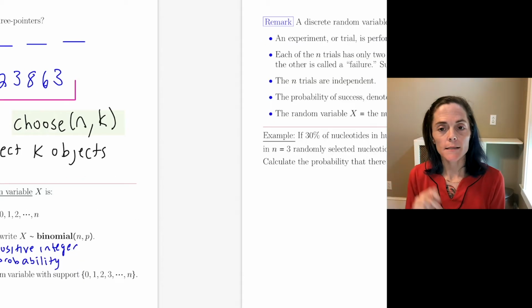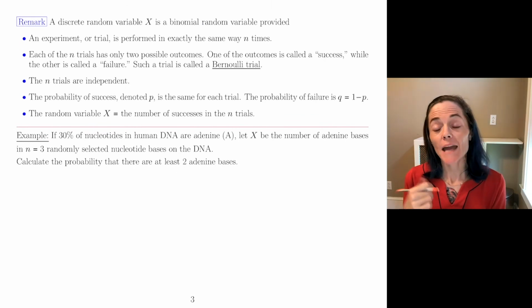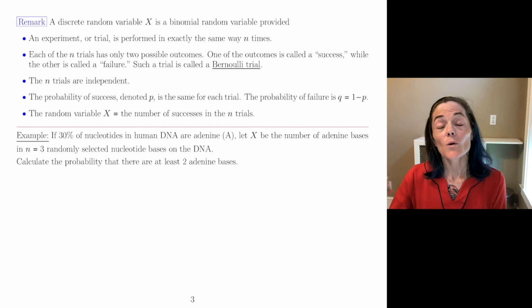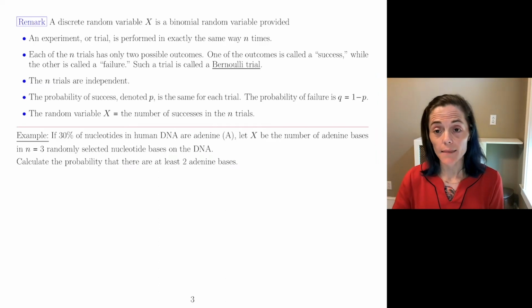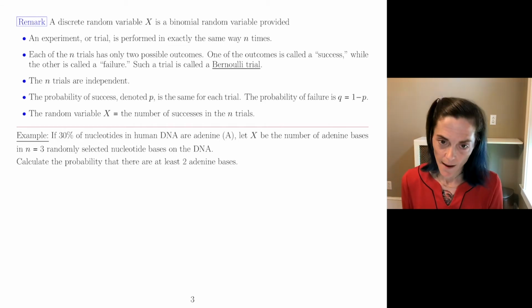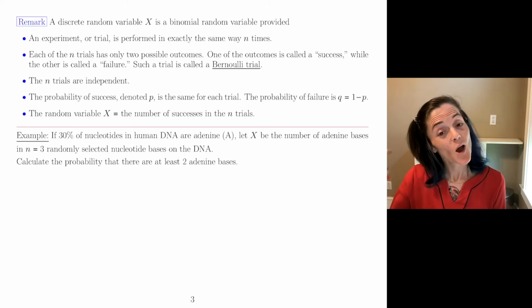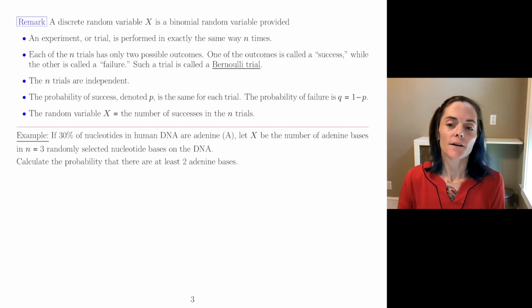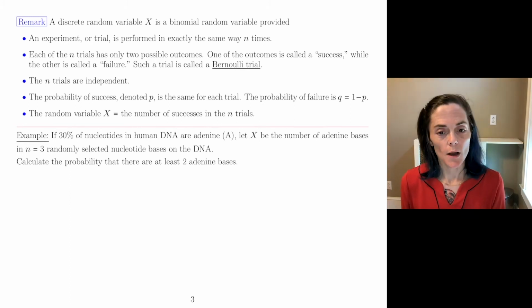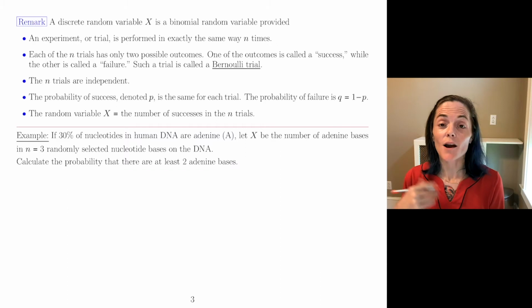Okay, very nice. Now, how do you know if a random variable is a binomial random variable? Well, what you have is exactly like the first example we started with. We have some experiment or trial performed exactly the same way n times. Each of the n trials has only 2 outcomes. One of them we call a success, one of them we call a failure. And this is called a Bernoulli trial. The n trials are independent.